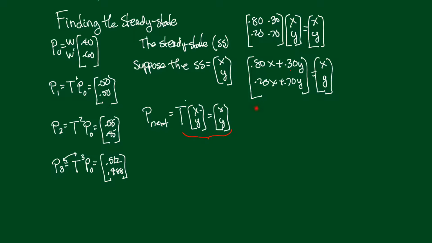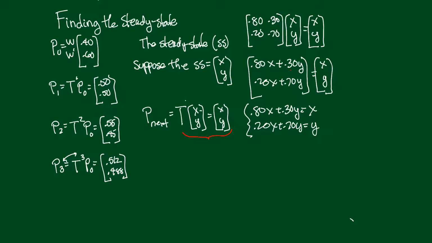So we'll get 0.80x plus 0.30y equals x, and 0.20x plus 0.70y equals y. There's a system of equations, and we can solve this system and hopefully get the values of x and y. But when we solve a system like this, we like all the variables on one side and all the constants on the other. So I want all the variables here on the left side and the constants on the other. So how about if we subtract x, and we subtract y.